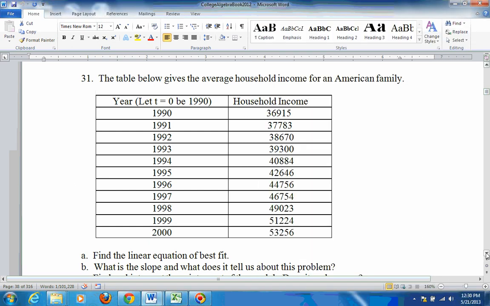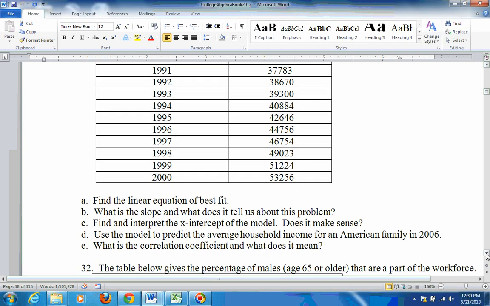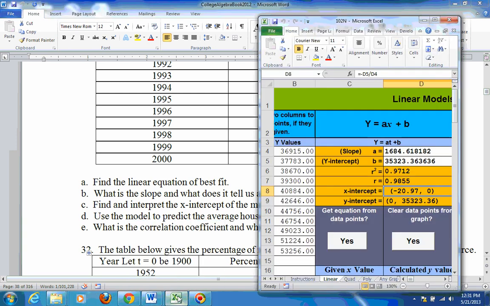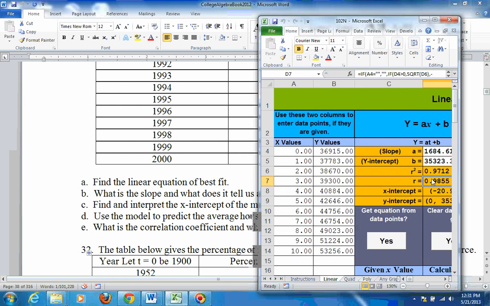So again, I think we answered most of the things here. Correlation coefficient, well, to get the correlation coefficient, that's the R value. So if you see here, the R value is 0.9855. That's a strong positive correlation because that R value is bigger than 0.7.